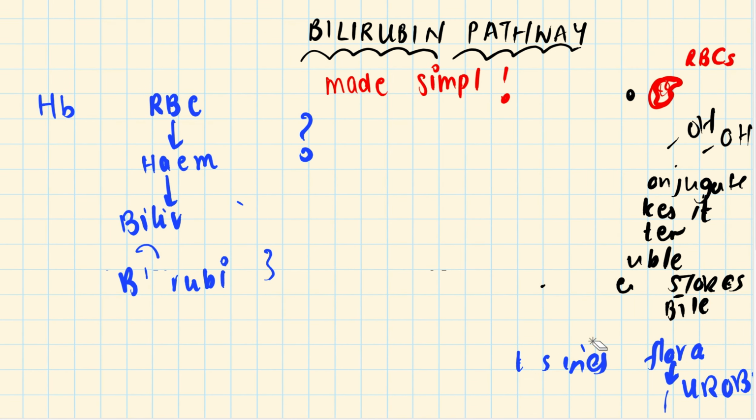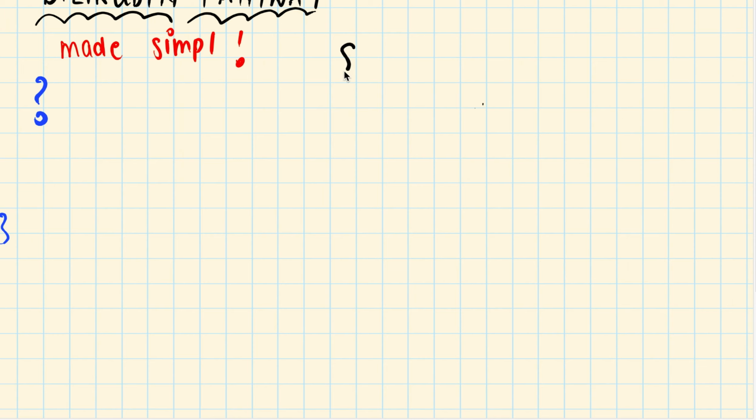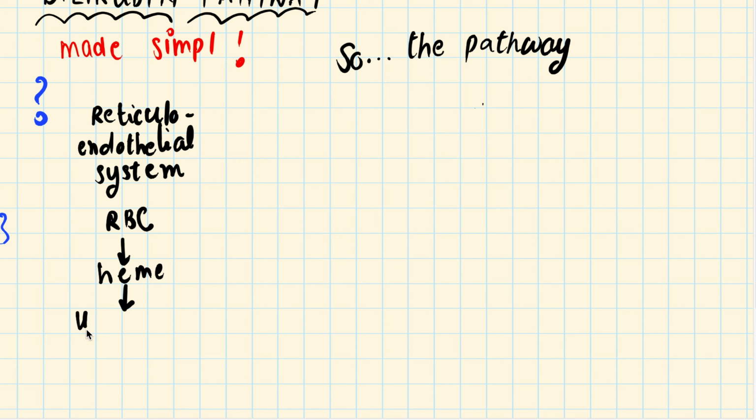Okay, let's continue. So now you know what the different organ systems of the body do. What is the actual pathway? Let's get into it. The reticuloendothelial system, as I discussed, with those activated macrophages, can help break down the RBCs into heme, which then gets converted to unconjugated bilirubin.